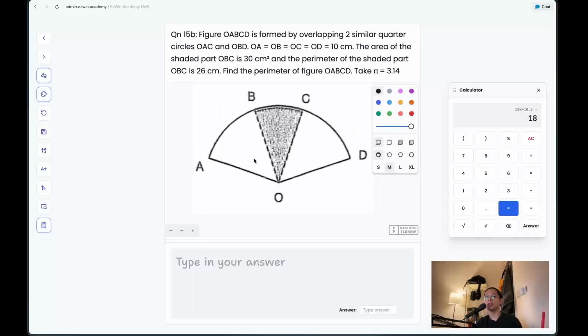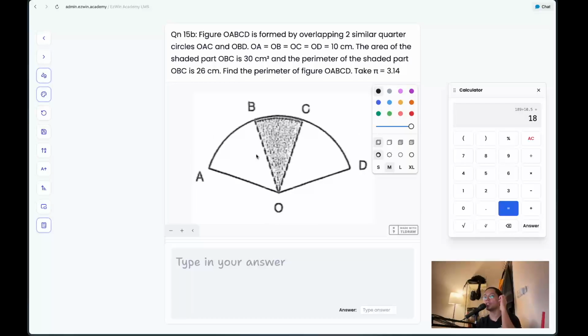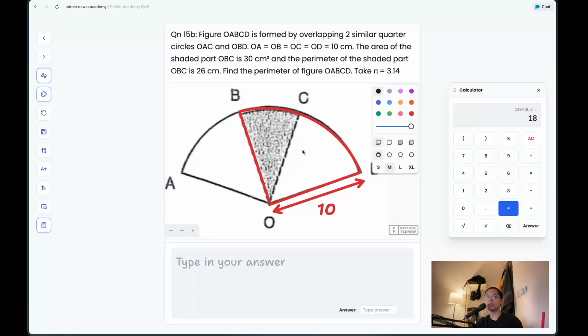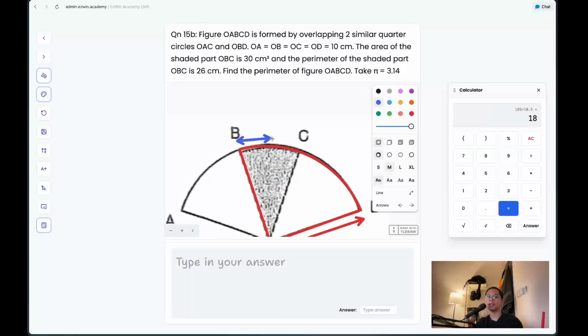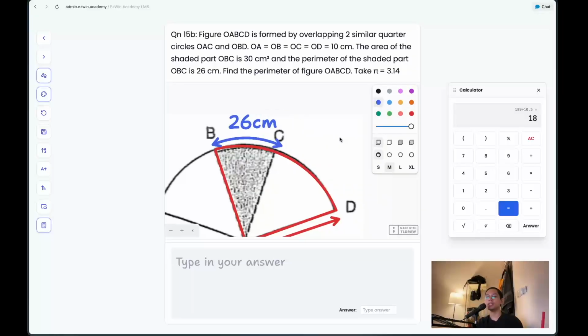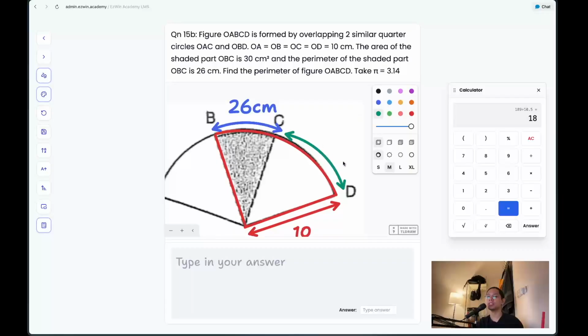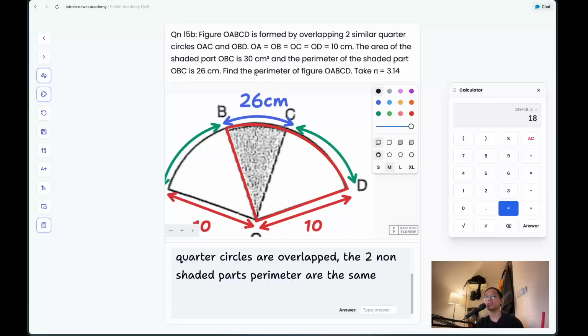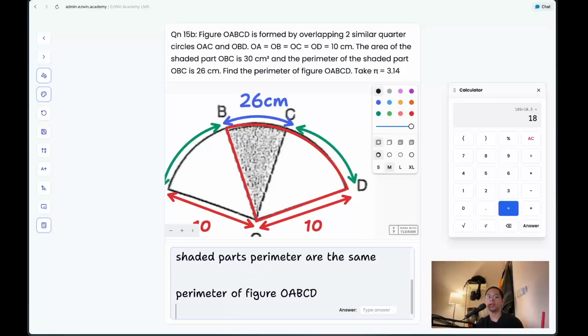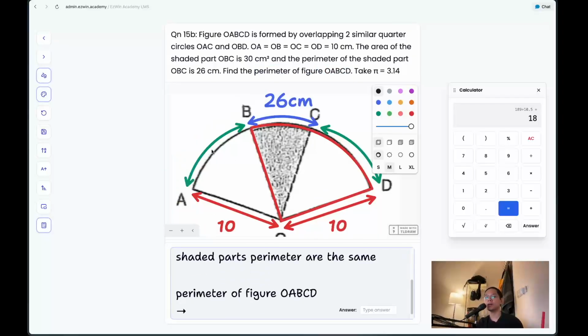So 15 part B, we need to find the perimeter of the figure OABCD. Same thing, we know that it is a quarter circle and this part over here is 26 centimeters. So that means we need to find this part, which is also in green. I will say the non-shaded curved perimeter, right? So we need to find this green part over here. To get the perimeter of the figure OACBD, we basically need to have, in this case, the green parts, right?